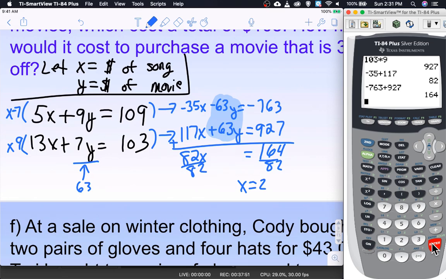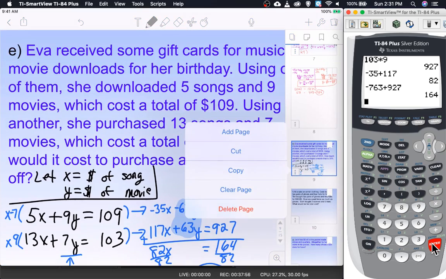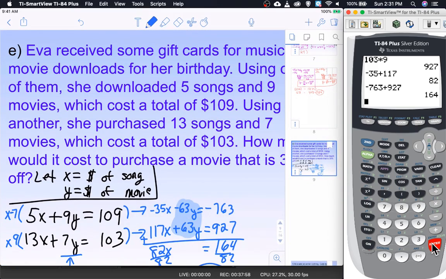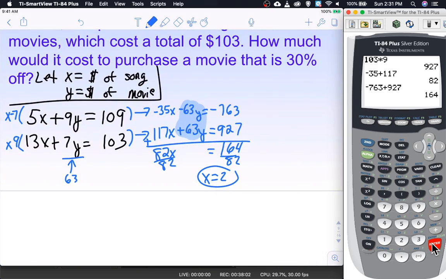X equals 2. I again need more space. Add page. And now I have more space. So my X value is 2. So each song does cost $2. That was just a random guess earlier, but I was right. Each song costs $2.